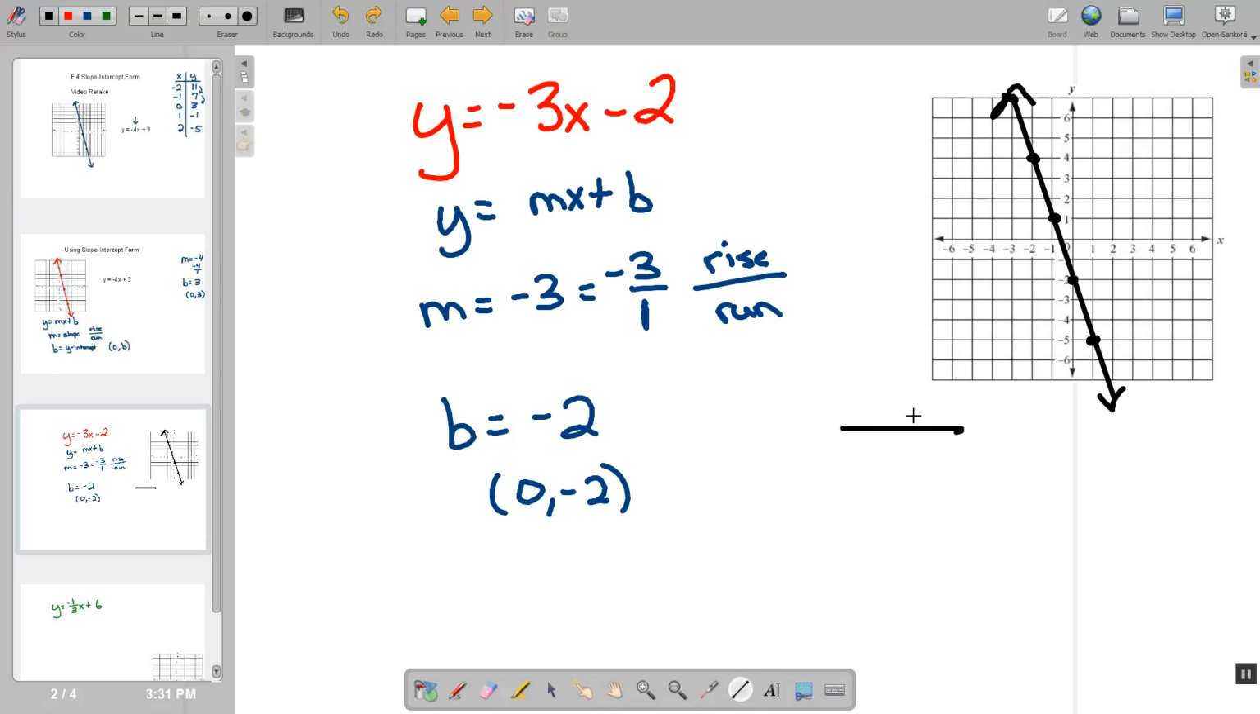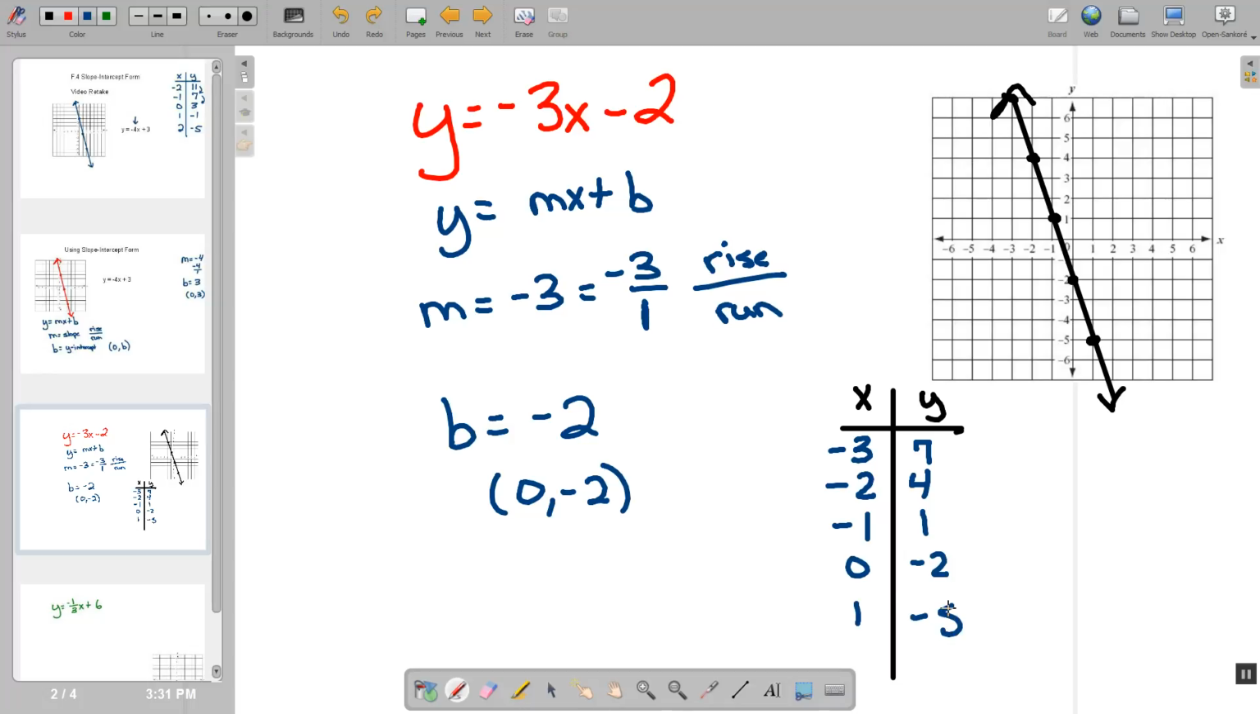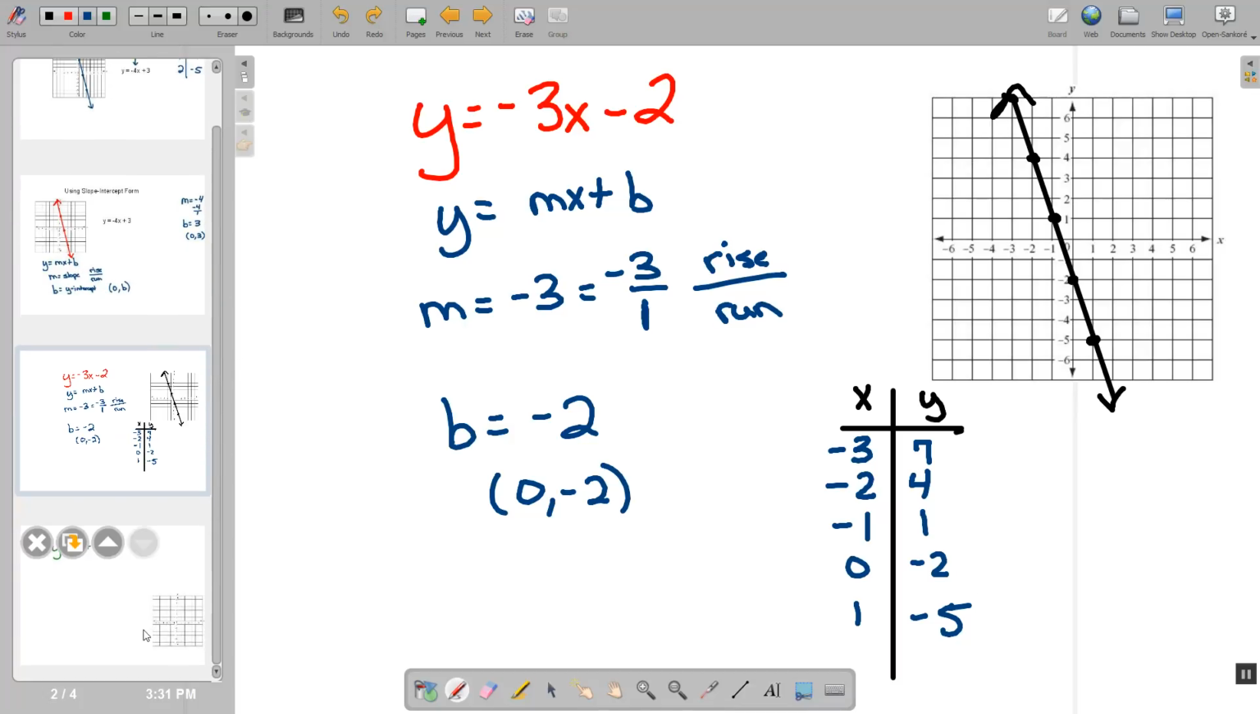Now, I really want to emphasize that all we're doing is a shortcut of what we already did before. So if we wanted to make a table of values, it's going to look the same as any other table that we did before. So we have -3, 7, -2, 4, -1, 1, 0, -2, and then 1, -5. And so we have everything that we had from the original problem. We just do the process in a little bit of reverse. If you are good at slope-intercept form, graphing lines becomes incredibly fast.